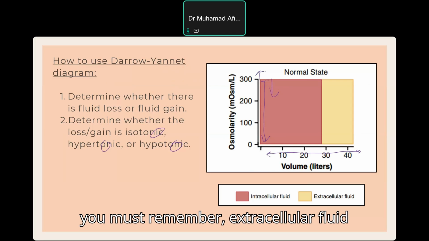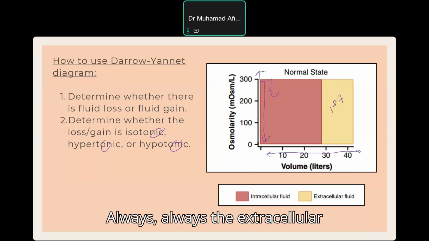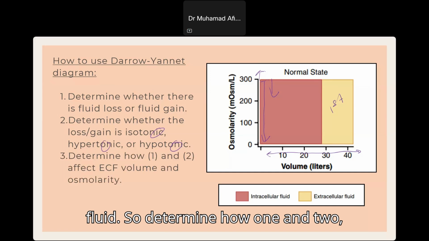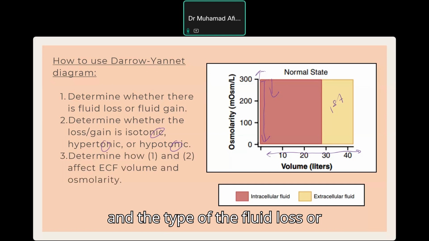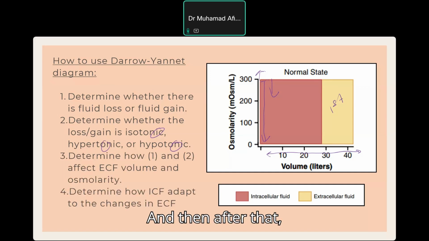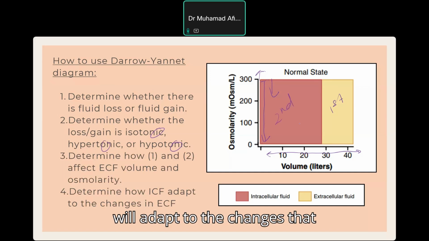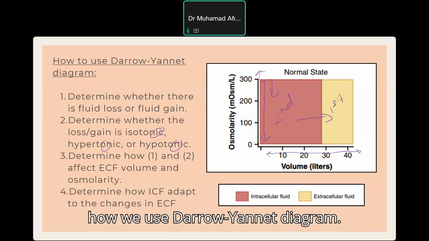So when you know these two, then you must determine how the extracellular fluid will be affected. You must remember, extracellular fluid is the first that is affected, always the extracellular fluid. So determine how 1 and 2, whether it's fluid loss or fluid gain and the type of the fluid loss or gain, affect ECF volume and osmolarity. And after that, only then will the ICF adapt to the changes that occur in ECF. So this is how we use the Darrow-Yannet diagram.